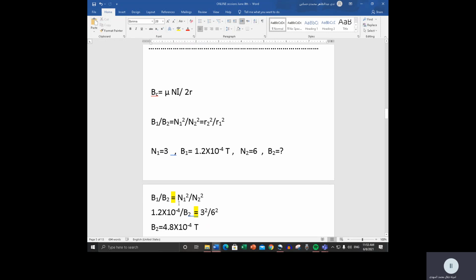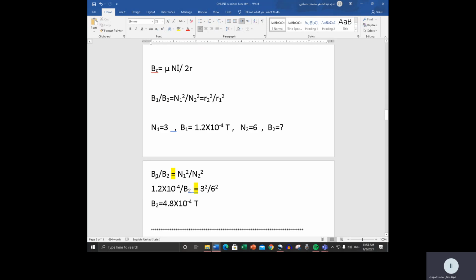So here you go. All we have to do is plug in the numbers. B1 over B2 equals N1 squared over N2 squared. That's the rule. Replace B1 by its value: B1 equals 1.2 10 to the power of negative 4, divided by B2. I don't have B2. That's what I need to calculate. Equals N1 squared, N1 is 3 turns squared, so 3 power 2, divided by N2, the number of turns in the second case, 6 turns. So I put 6 here.